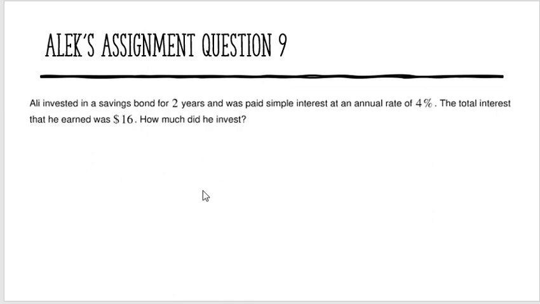Okay, and I want to show you one more where you have to solve for something different than the I. Okay, so Allie invested in a savings bond for 2 years and was paid simple interest at an annual rate of 4%. The total interest that he earned was $16. How much did he invest? Now this time, if it's asking how much he invested, that means we are trying to figure out the P. We do not know the initial amount invested.